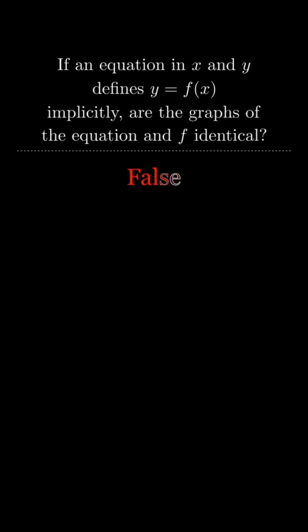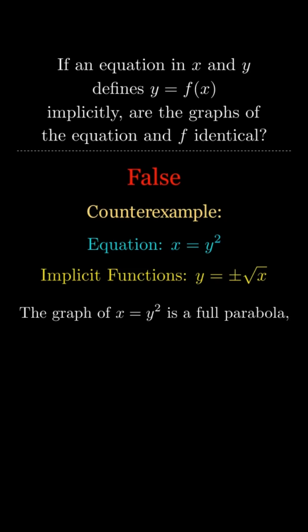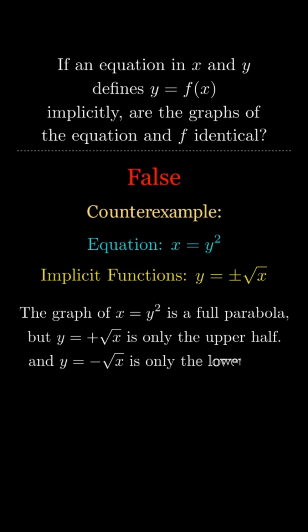This statement is false. Consider the equation x equals y squared. This equation implicitly defines two separate functions, y equals square root x and y equals negative square root x. While the graph of the equation x equals y squared is a full horizontal parabola, the graph of y equals square root x only represents the upper half, and y equals negative square root x only represents the lower half. Because the individual functions only cover a portion of the original relation, the graphs are not identical.